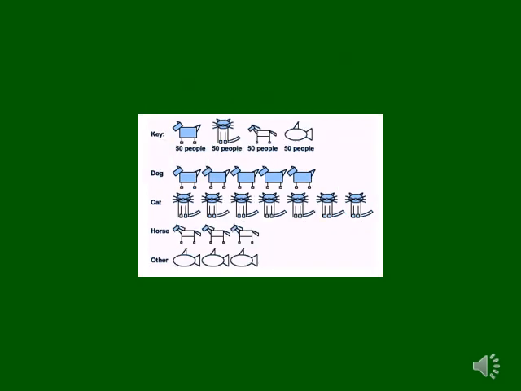Here's the same information presented the way it should be on a pictograph, where we have the same size pictures for everything, and it's much clearer to be able to see that cats were actually the most common answer.